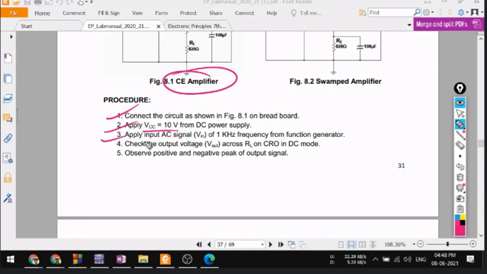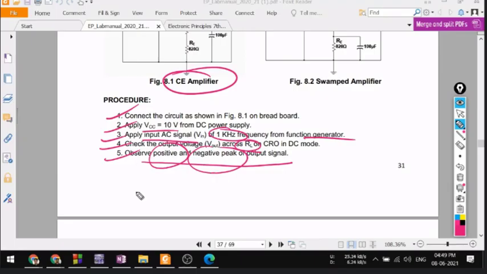Apply the AC input signal of 1 kilohertz frequency from the function generator. Right now we have connected 5 kilohertz, so change it to 1 kilohertz. Now check the output voltage across RL, the load resistance. Observe the positive and negative peak of the output signal, how much positive peak and how much negative peak we are getting, and write it down in the observation table. These 5 steps are very easy: connect the circuit, apply VCC, apply input voltage, check the output voltage, and note down the positive and negative peak of the output signal.